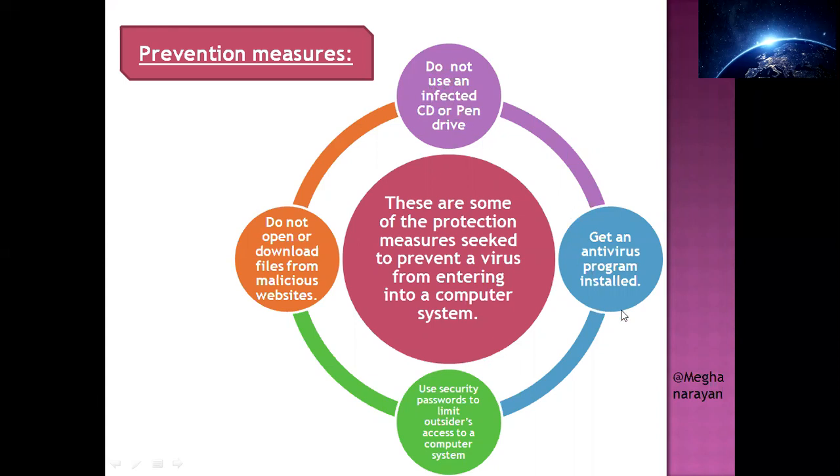Second one is get an antivirus program installed. Now this is the second part video. We will have the chapter number 3 part 2 video, in which we will discuss various types of antivirus programs. But right now you are only supposed to learn that your computer system should have a good antivirus program installed.